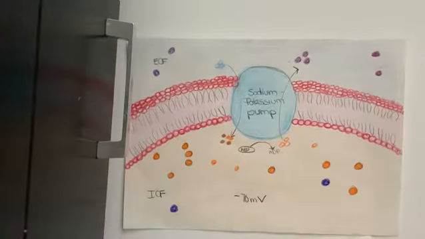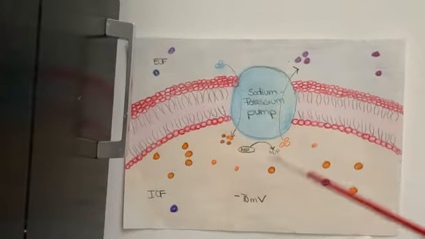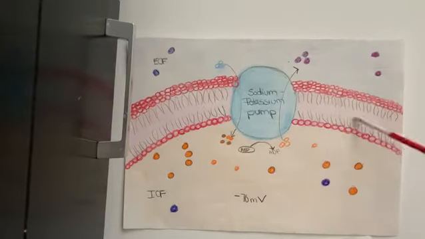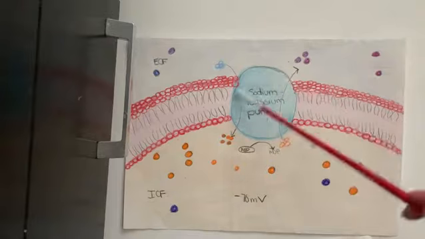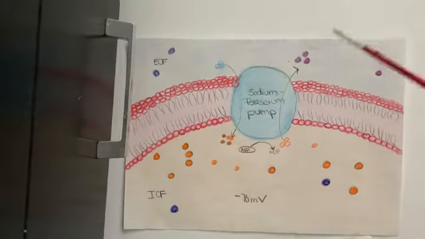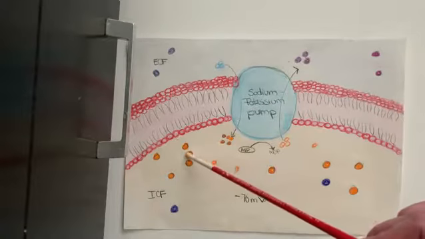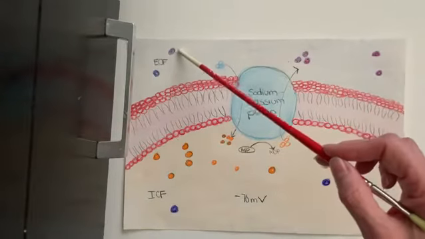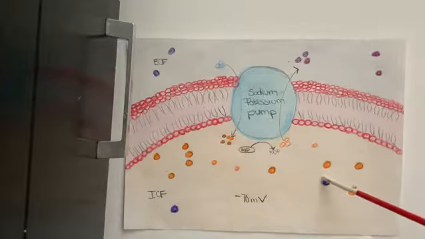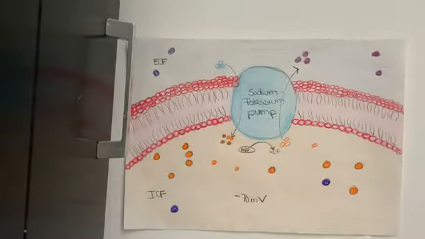Hi, this is my video on resting, local, and action potential, and this is my diagram of a cell membrane with a sodium-potassium pump pumping out and in. We have sodium ions, potassium ions, extracellular fluid, and intracellular fluid here.